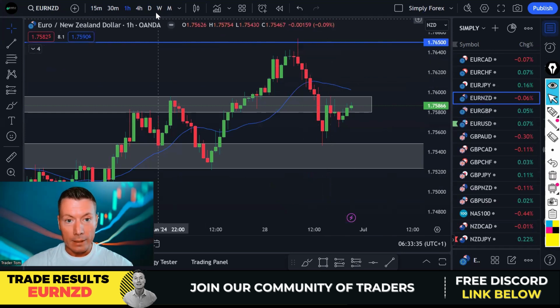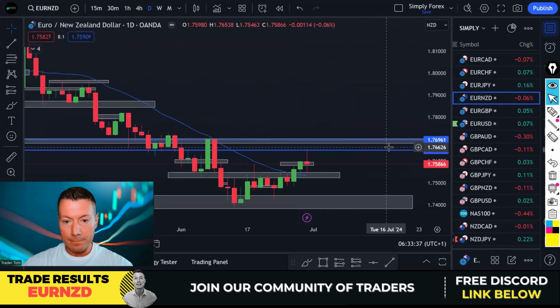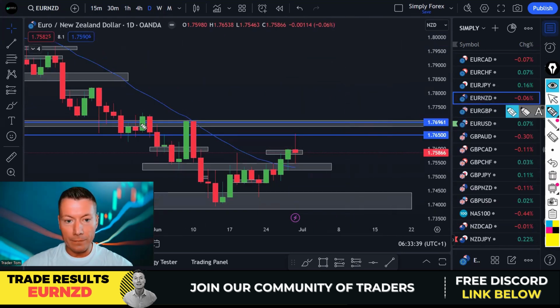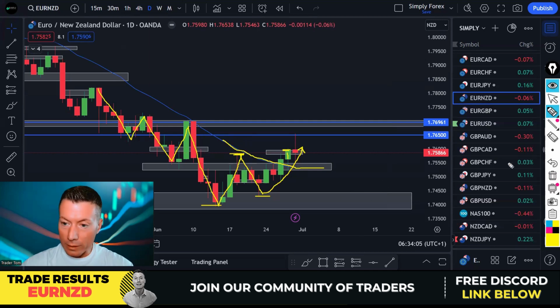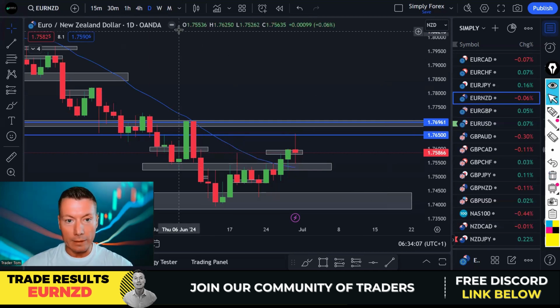Euro New Zealand dollar. If we look at the day chart, again, guys, we just had a fresh structure break. So price was coming down on the day chart. This was the last high right here. Price came down, made a higher low, and then as soon as we get a break of this high with this candle here, we're in an uptrend. We are seeing higher highs, higher lows, and we're above the moving average 20. So the idea was to buy Euro New Zealand dollar.